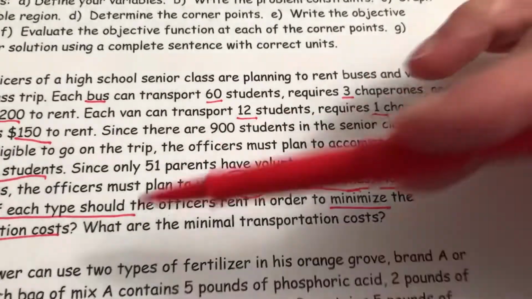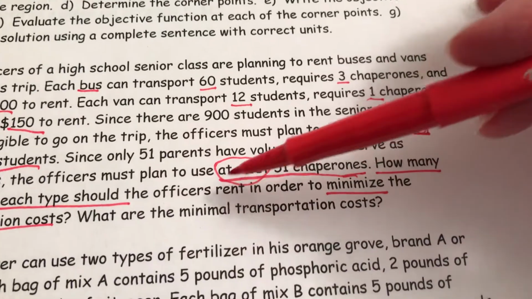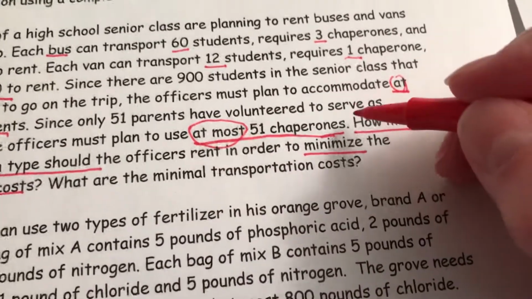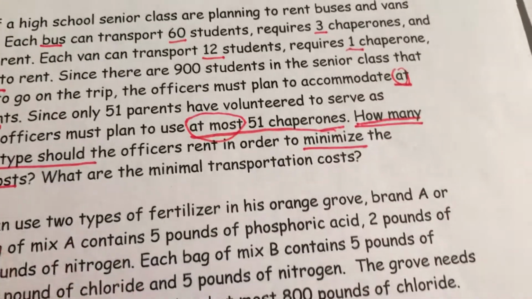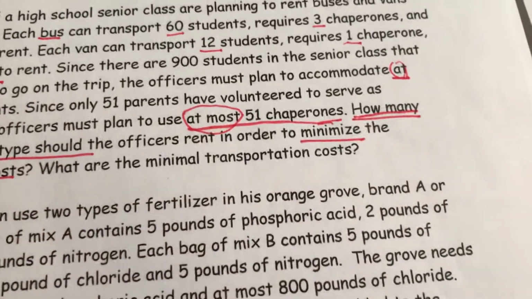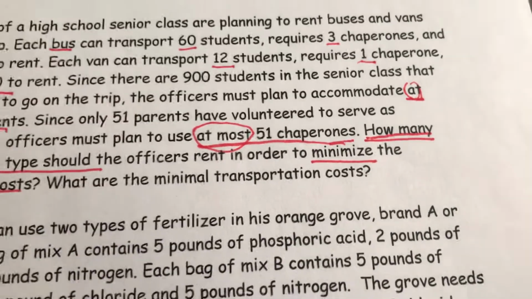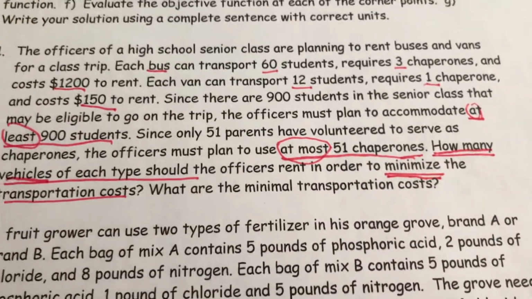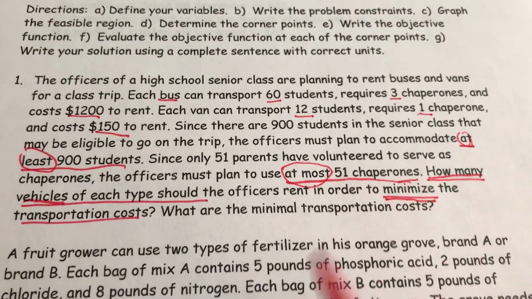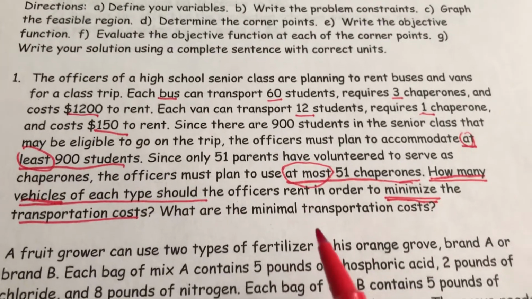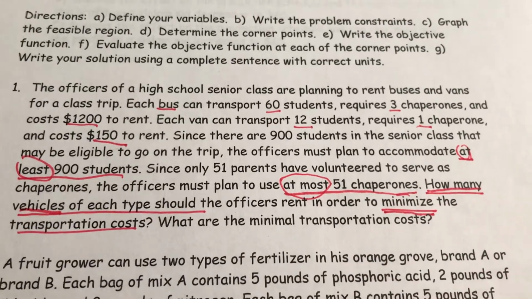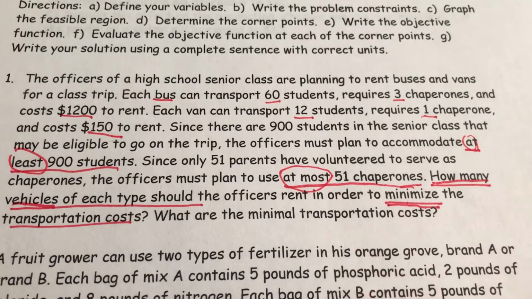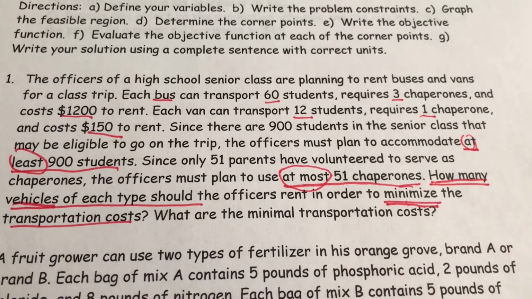Now it says, how many vehicles of each type should the officers rent in order to minimize the transportation costs? So here is the question. How many vehicles of each type? And this is a new thing. We want to minimize transportation costs. So I want to know how many of those vehicles do we need in order to minimize our costs. So the new thing is this minimize. That is an objective, and we'll get to that soon enough.